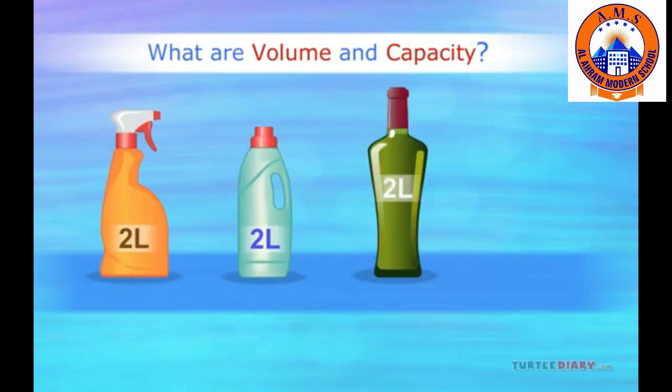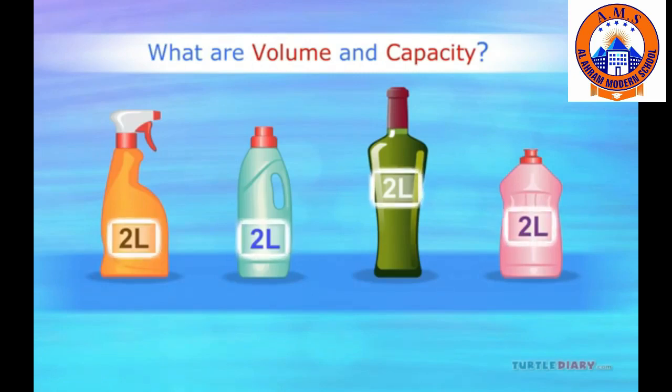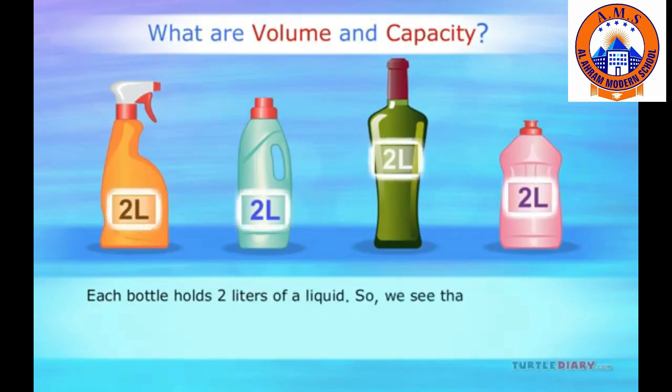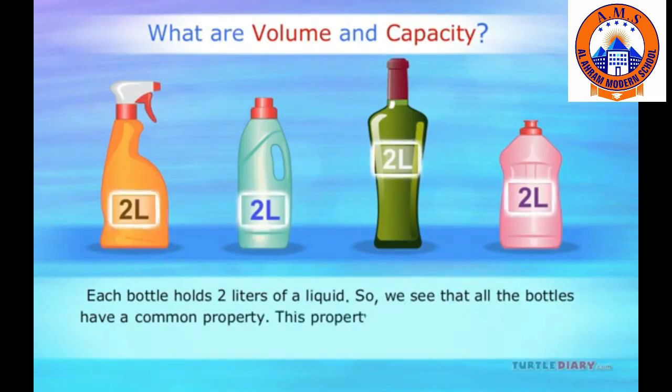So, look at the following bottles. They all look different. They have different shapes, different heights, different colors, and different liquids inside. But they have one common property. They have the same amount of liquid inside. So we can say that all of these jars or all of these bottles have the same capacity. Each one holds 2 liters of liquid.